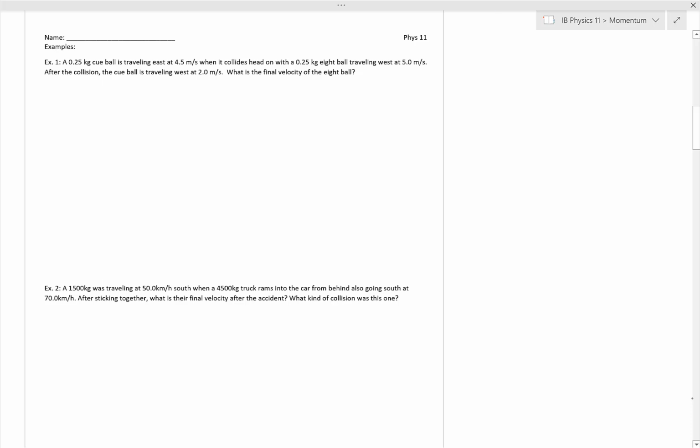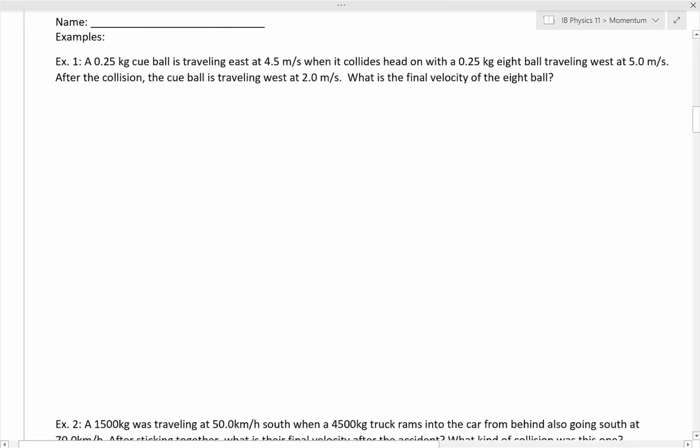Here we have examples on conservation of momentum, which in these examples we will be dealing with collisions. I do example 1, you do example 2. Let's get the show on the road. Whenever you're dealing with collision problems, it's good to draw a before and after picture. So let's read the question first.